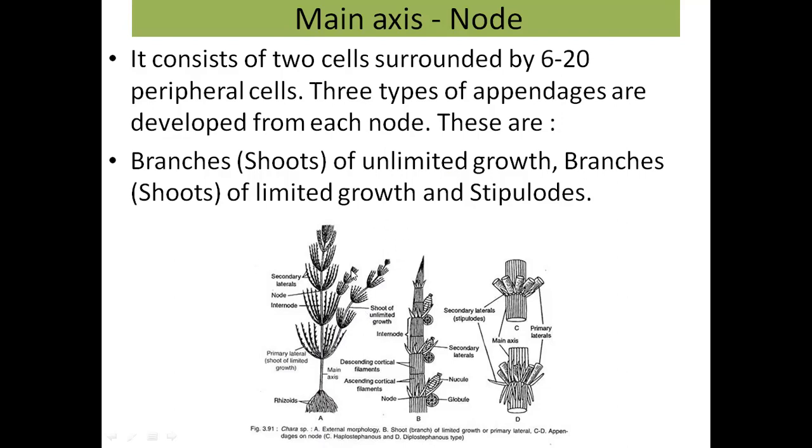This is also a shoot of unlimited growth, but all these are shoots of limited growth or primary laterals, and those which arise from the axils of the primary laterals are known as shoots of unlimited growth. Hope you have understood the nodal region and internodal region. In the internodal region, we have studied two types of cells, axial cells and cortical cells. And in the nodal region, there are three types of appendages: branches of limited growth, branches of unlimited growth, and stipuloids or the secondary laterals. And the branches of limited growth are also known as primary laterals or the leaves.